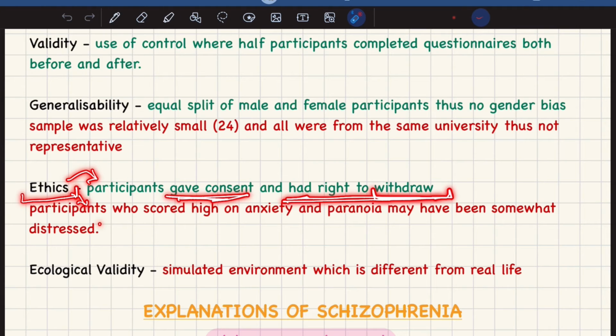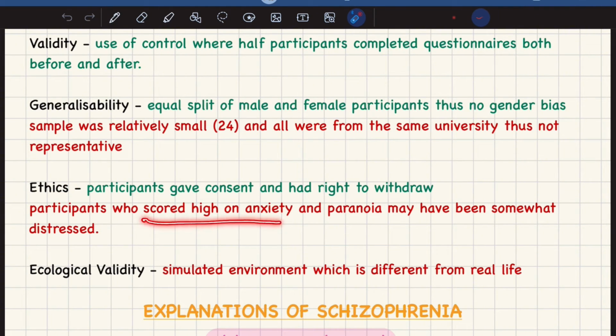Whereas the weakness of the study is that participants who scored high on the anxiety and paranoia score were anxious during the study because they scored high on anxiety. So they may have been distressed and anxious, which means that psychological harm was given to those participants, and therefore it breaks the ethical guidelines and is a weakness of the study.